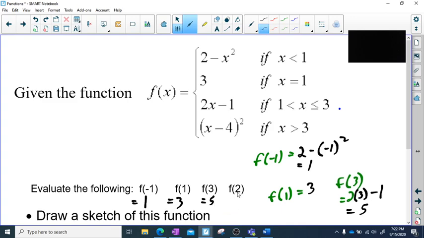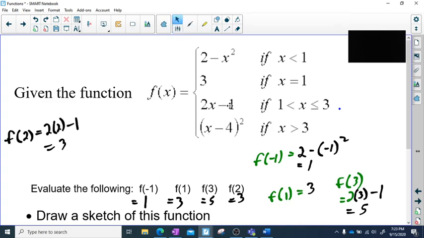F at 2. Now, where would 2 fit into these intervals? 2 is a number that's somewhere between 1 and 3. Therefore, I would put it into the same piece of the function again. Just put it over here. F at 2. I'm going to put x in as 2, so it's 2 multiplied by 2 minus 1. 4 subtract 1 is 3. There are a few function notation questions using a piecewise function as our base function to work off of.